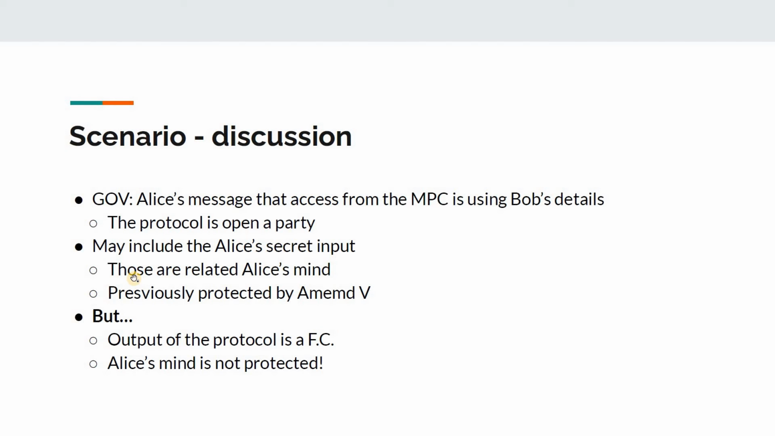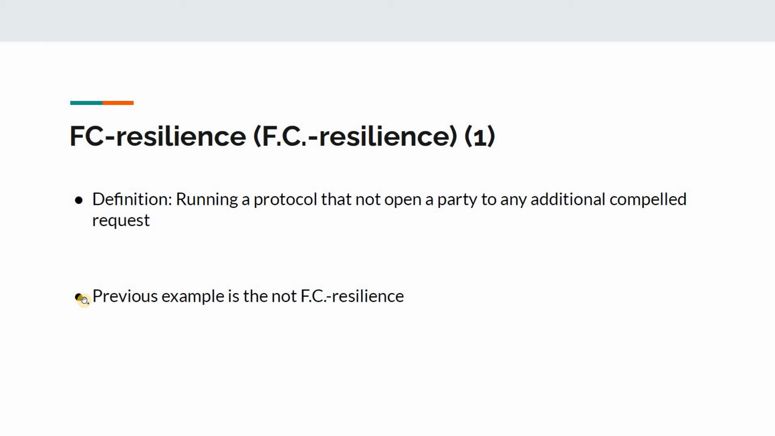So after the scenario that we presented previously, we have something to discuss here. First of all is Alice's message problem. As the government gets access from the MPC to get Alice's message by using Bob's details, which means that the protocol is open to a party, and the message that Alice stores in the MPC may include Alice's secret input, which is related to her mind and previously protected by the Amendment 5. However, as the output of the protocol is a FC, Alice's mind is now not protected. So in this case, we need to discuss more details about it.